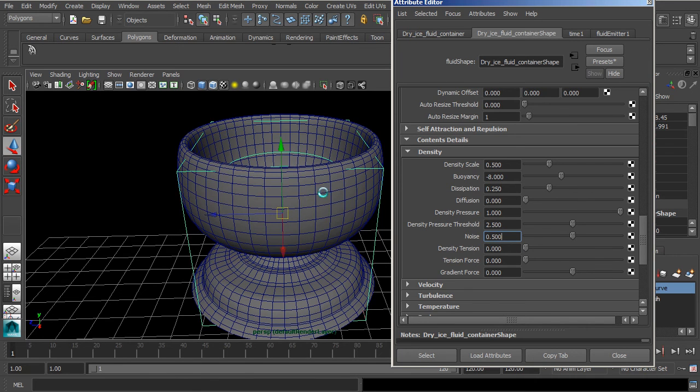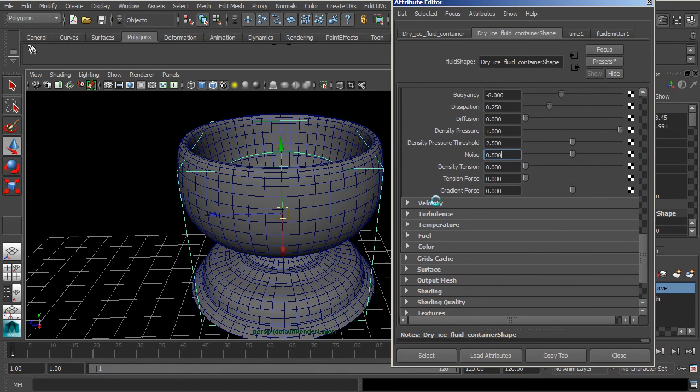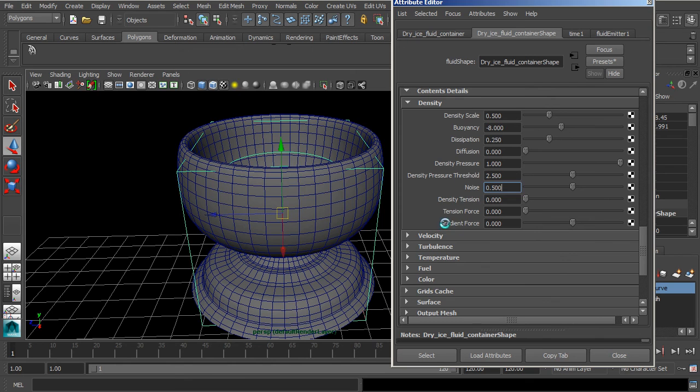Okay, fine. Now again, the density tension and the tension force, we don't want to use these two things because I have already utilized the viscosity, so that is also already taking care of the stretchiness inside the dry ice smoke behavior. Okay, now for the last section of the density, the gradient force.